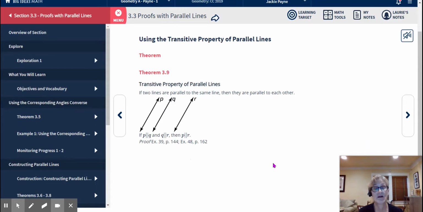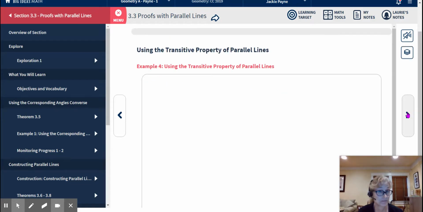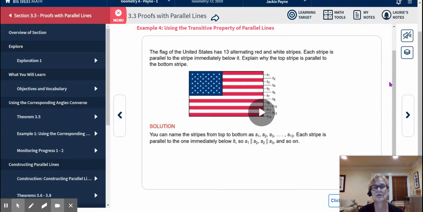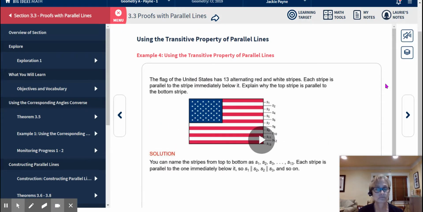In algebra, they all had the same slope, right? That's how we could determine if 2 lines were parallel. So if you have 3 lines with the same slope, then they're all parallel to each other. Anyway, if you want to see the proof, you can look on example 39, page 144, and or example 48 on page 162. And we're going to start some problems. First, we're going to just make sure that you understand a word problem, and then we'll keep going.